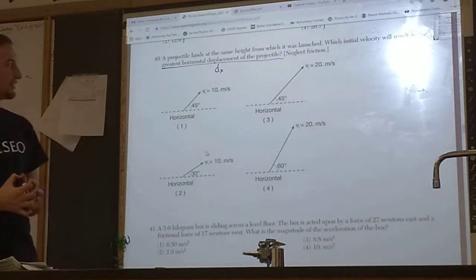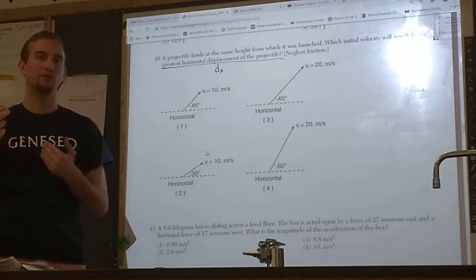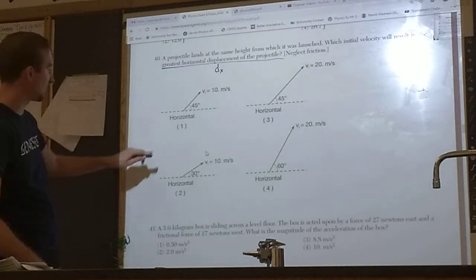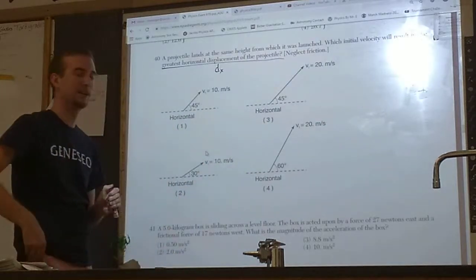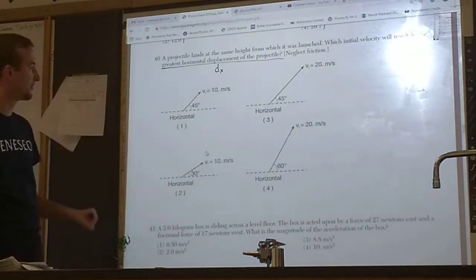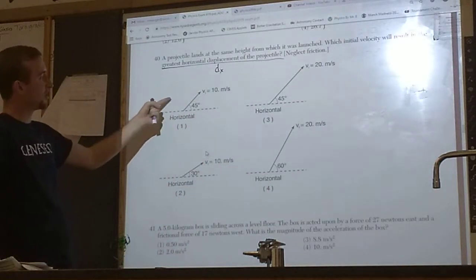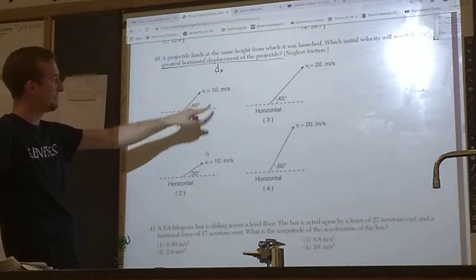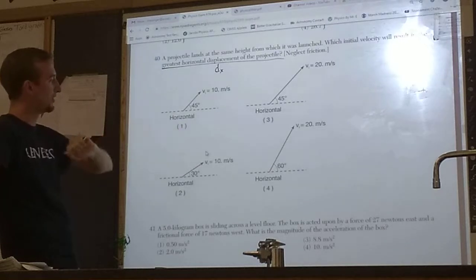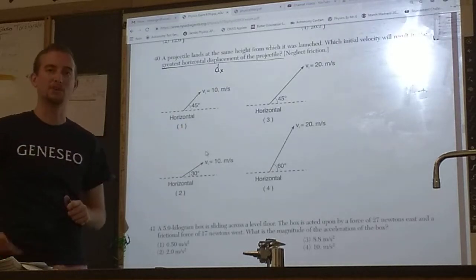We're going to look at situations that are similar to one another. We're going to look specifically at 1 and 2 together, and we're going to look at 3 and 4 together. Let's look at 1 and 2 first. We have projectiles getting launched at the same speed, 10 meters per second. One gets launched at 45 degrees, one gets launched at 30 degrees.